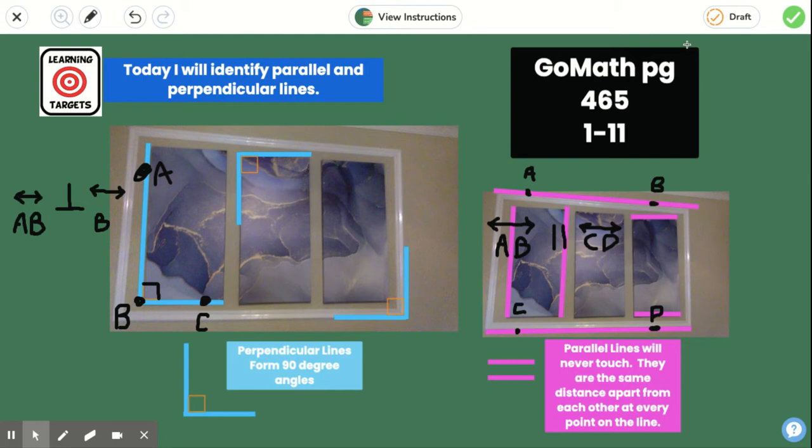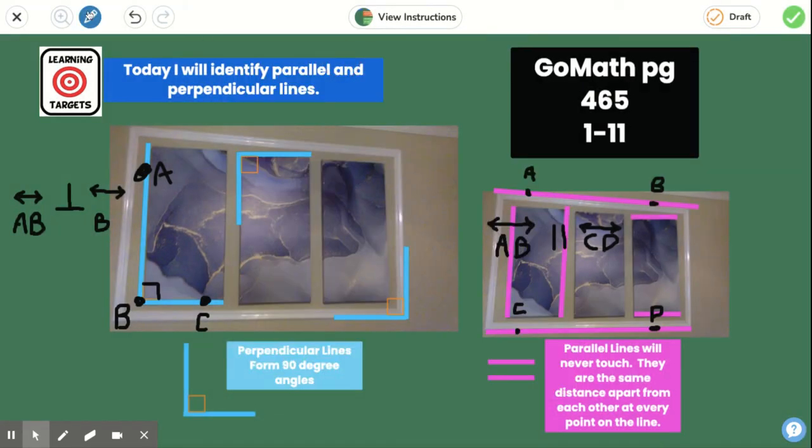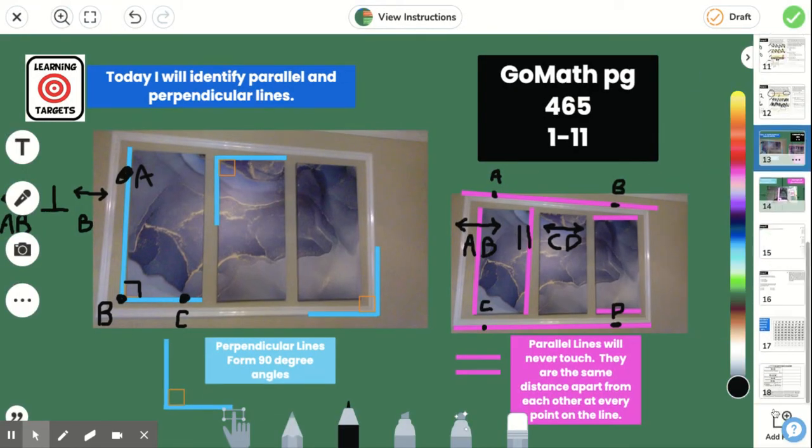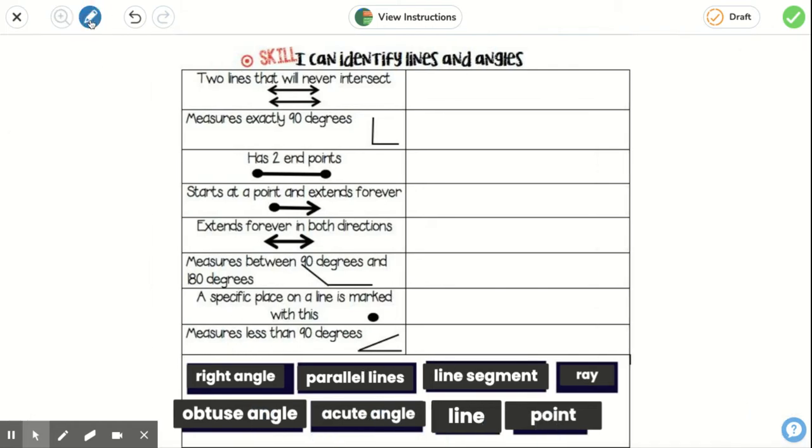All right, so once you are done with that, you may turn that in. Oh, wait, hold on, I forgot something. The last thing we did is all the way down here at the bottom on page 18. These are some of the vocabulary that we have done throughout the week. So you have right angle, parallel lines, line segment, ray, obtuse and acute angle, line and point. So go ahead and match those up and turn that in once you finish that. That's what I should have said.